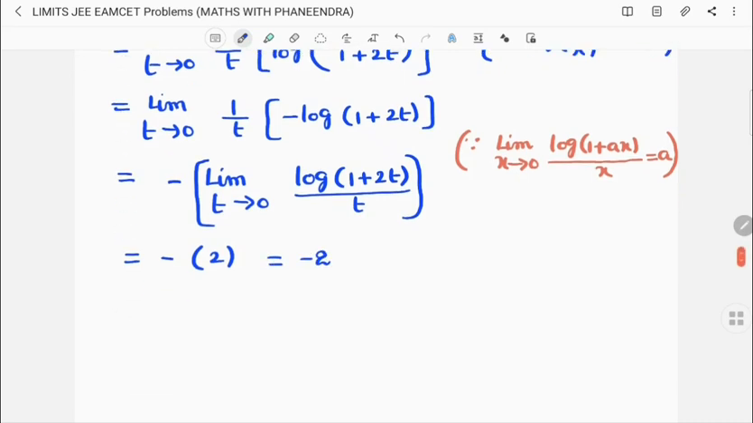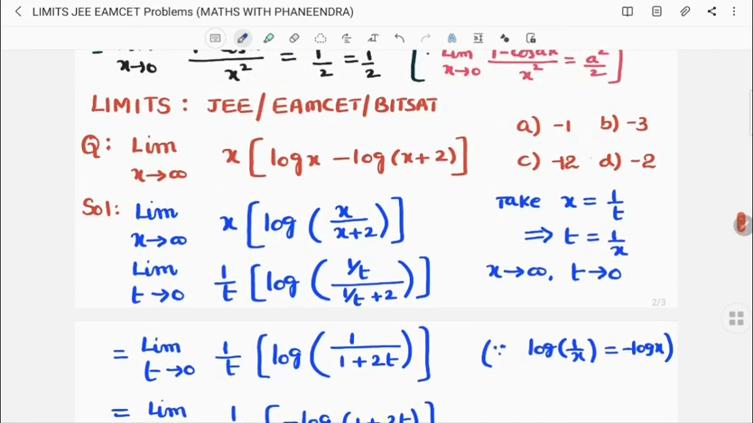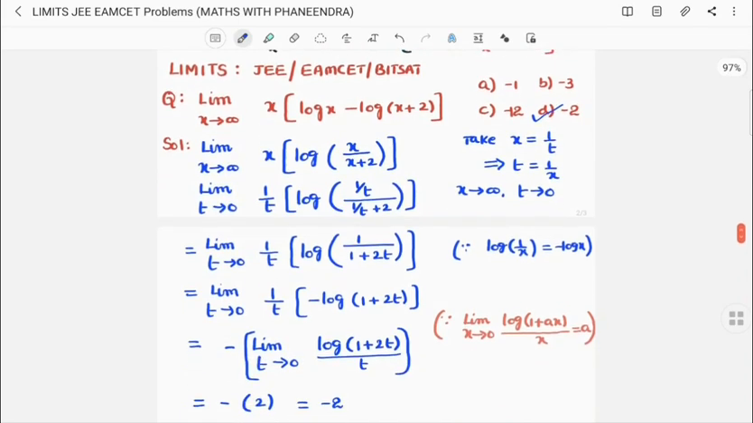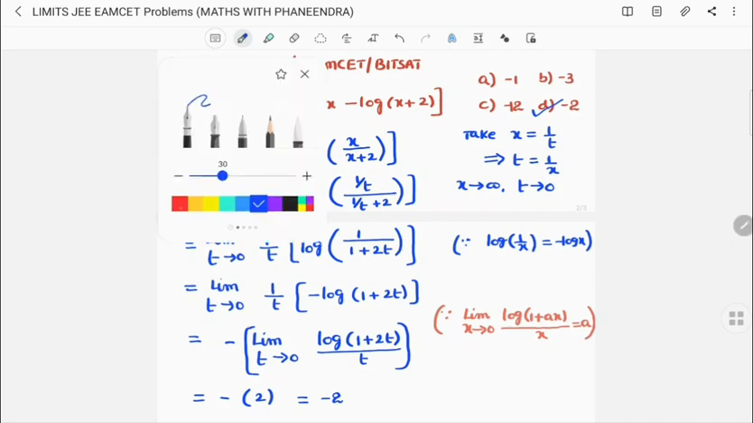Therefore, the conclusion step. In JMNs the conclusion step is not required, but for our convenience we are writing: limit x tends to infinity, x into log x minus log of x plus 2 is equal to minus 2, which is there in the fourth option. Just I will show that answer. We will move to the next question.